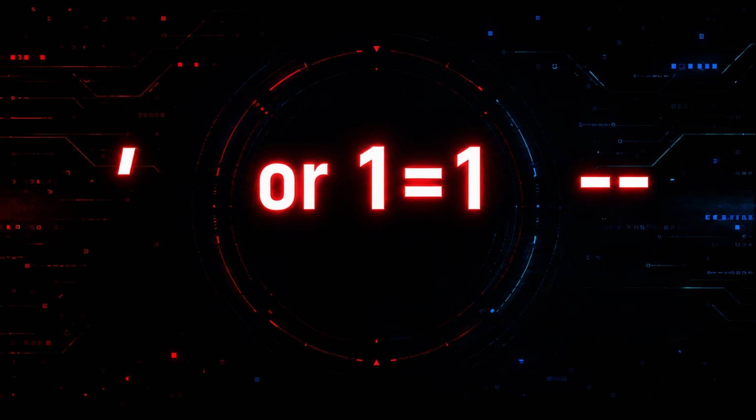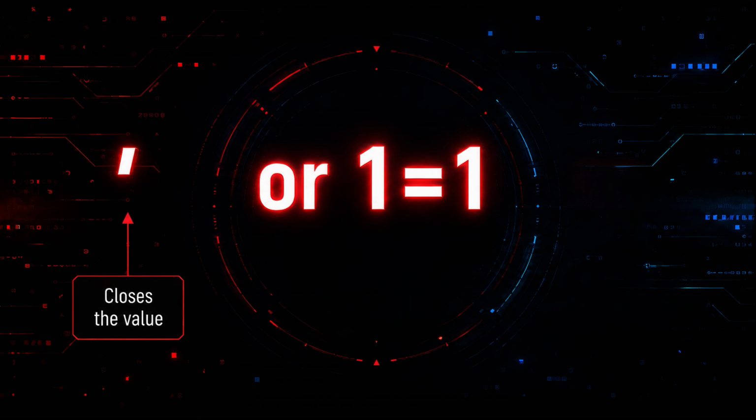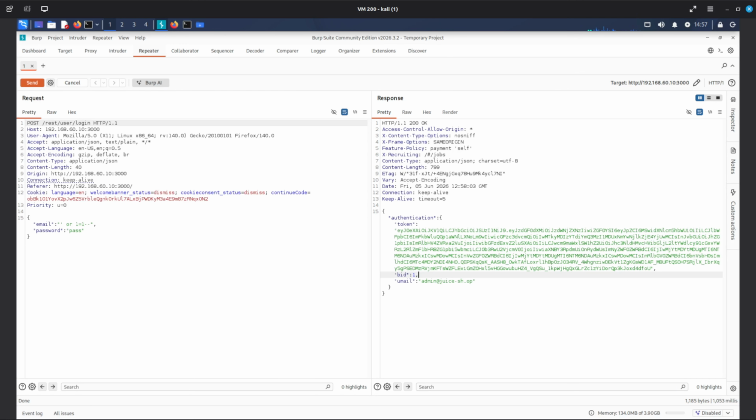So, in this payload, the first quote closes the email value inside the SQL query. Then we have this second part of the payload, and this adds a condition that is always true, because 1 equals 1 is always true. So, if the application builds the SQL query in an unsafe way, the database may return a user even though we did not provide the correct email and password combination, and that's exactly what happened.